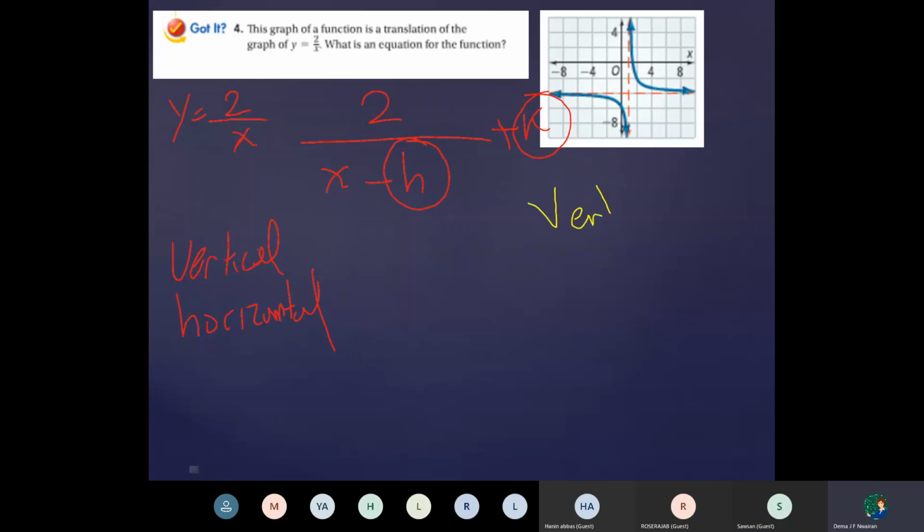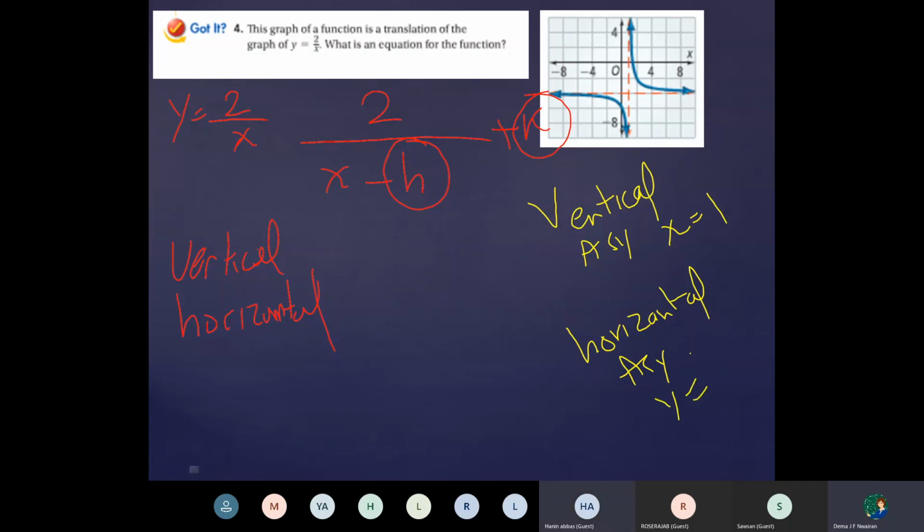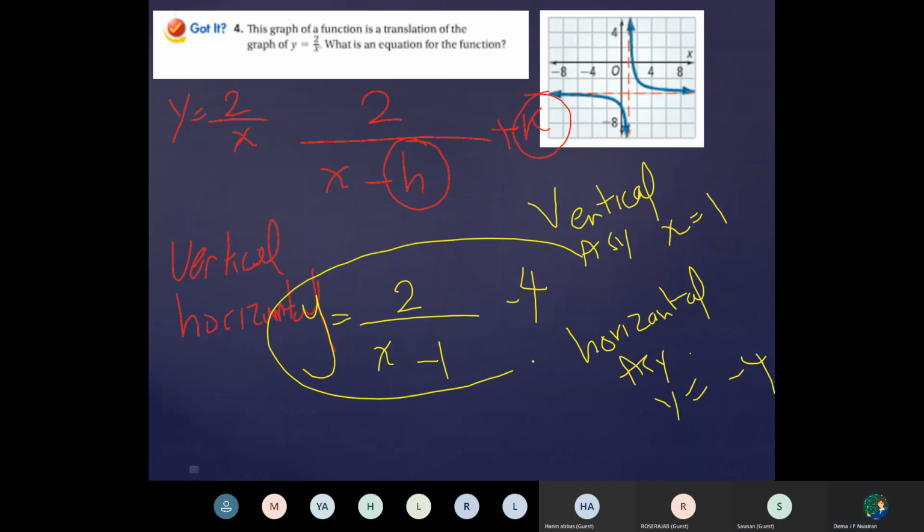Let's go now to find the vertical asymptote and also the horizontal asymptote. What about the vertical asymptote here? It's x equals 1, positive 1. Exactly. At x equals 1. What about now the horizontal one, at y equals negative 4? Yes, negative 4. So now I will write 1 instead of x, minus 1. This is now the function.